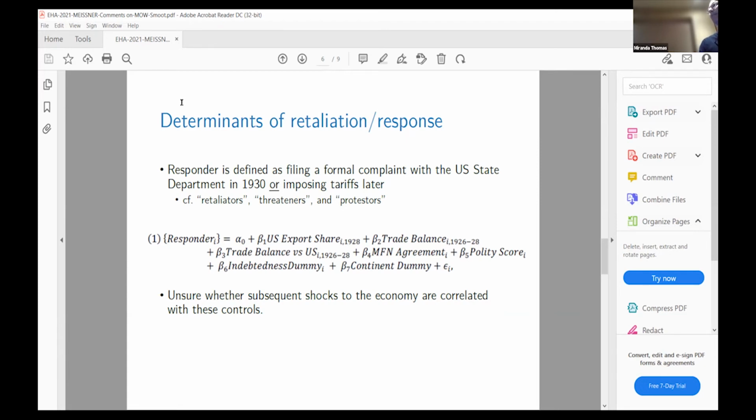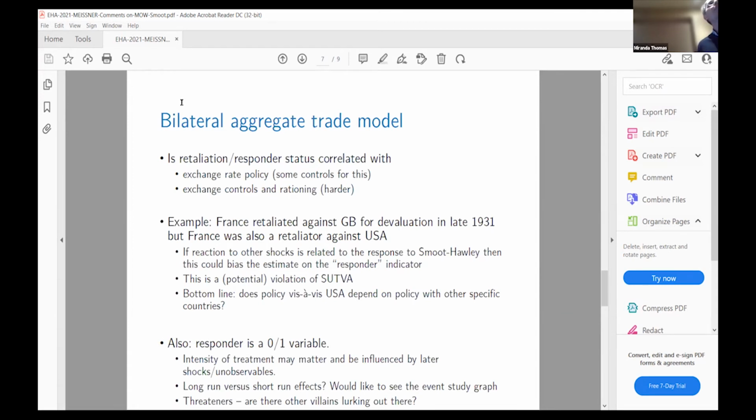Well, this model leaves a lot to be desired, I think, and the authors would probably admit that. I guess here I would just say, are any of these things correlated with subsequent shocks? That is, does the state of the economy in the Depression drive trade policy, and is that correlated with any of these predetermined variables? I don't want to push too hard on this because I don't think this is the main part of the paper. The main part of the paper talks about the impact on trade from partner trade policy responses.